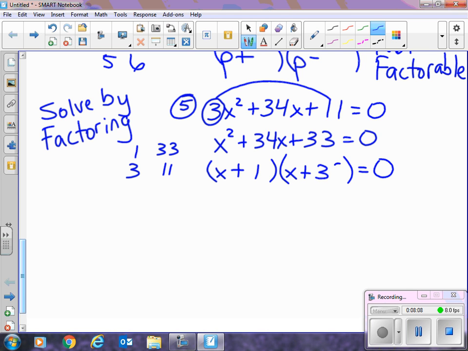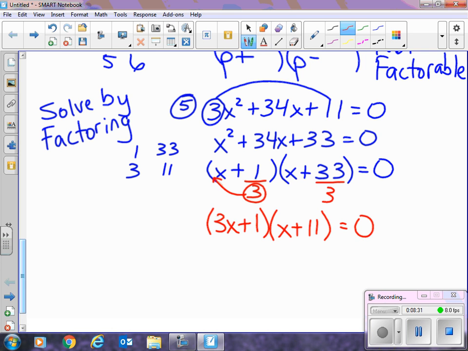Okay, remember to bring back that leading coefficient before you can slide anything. So this 3 needs to divide under each constant, and then we have to write our terms. 1 over 3 does not reduce, so the 3 slips up or slides up in front of the x, so you end up with 3x plus 1 as one of your factors. And then 33 divided by 3 is 11, so x plus 11 is your other one.